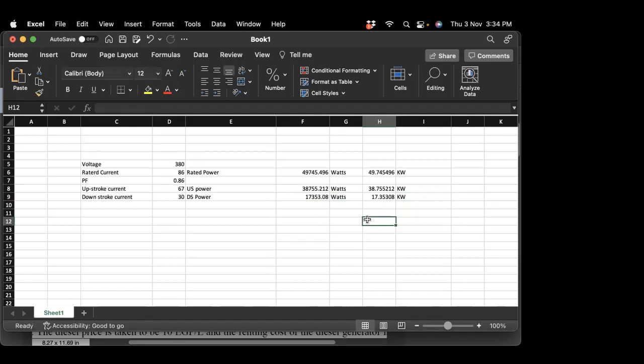scenarios. The overall power consumed in the worst case scenario, which is a hypothetical scenario here, because as you can see, we will not work at the rated condition, is around 50 kilowatts. Realistically, we consume 38.7 kilowatts during the upstroke phase, and we are consuming 17.35 kilowatts during the downstroke phase. So now we consider what's called the power.